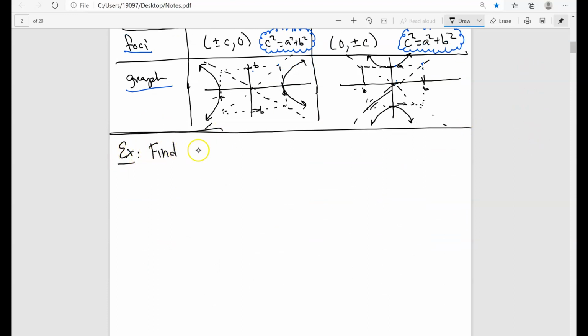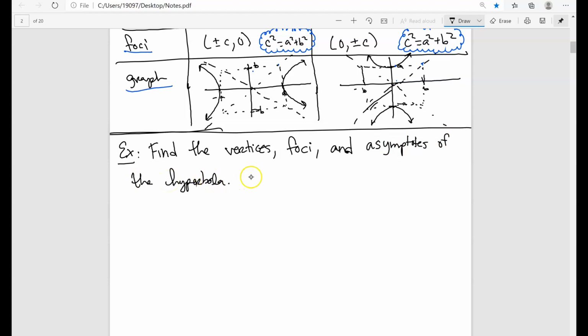So let's find the vertices. Let's find the foci and asymptotes of the hyperbola. Okay, and then after that we want to sketch. So, and this is going to be the equation 25y squared minus 9x squared equals 225.